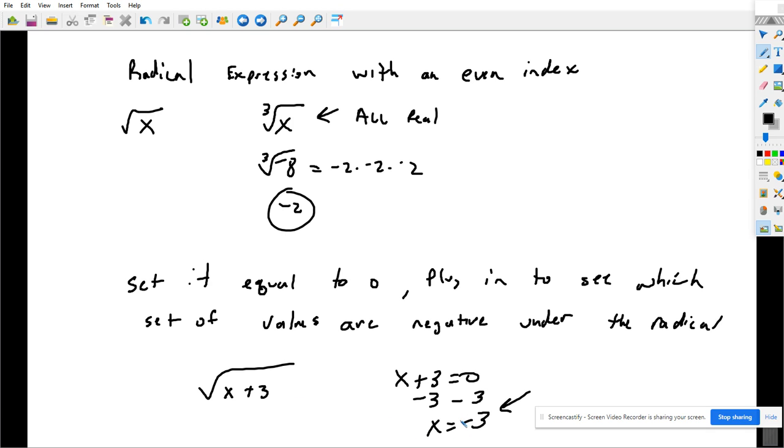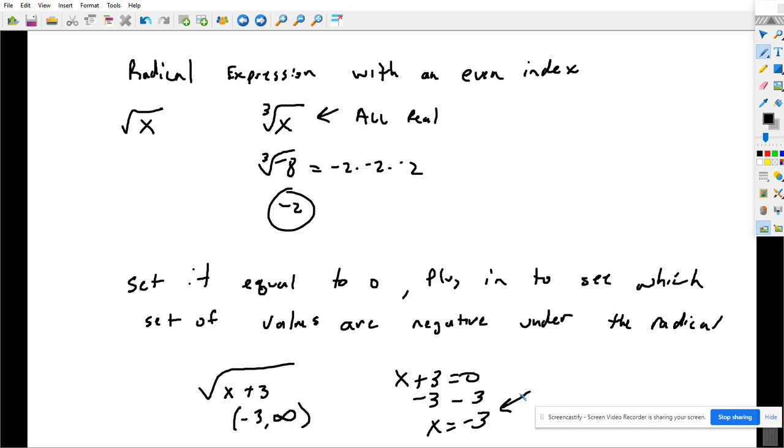And hopefully the numbers are easy enough to plug in. If I plug in a negative 4 plus 3, that is negative 1. I can't have a negative 1 underneath the radical. So this would be all real values starting at negative 3 and we'll go to positive infinity.